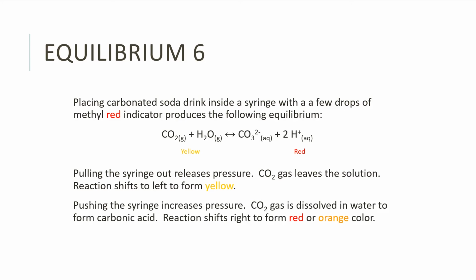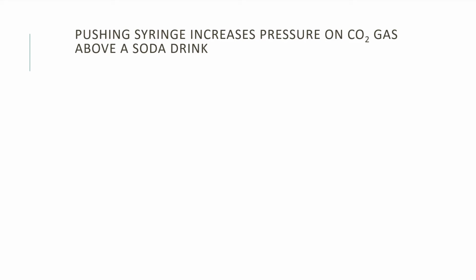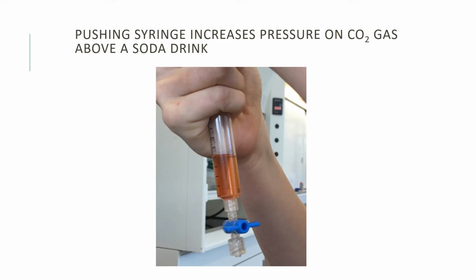Pushing the syringe increases pressure. Carbon dioxide is dissolved in water to form carbonic acid. Thus, the reaction shifts to the right to form a red or orange color. Pushing the syringe increases pressure on carbon dioxide gas above a soda drink. This photo shows the color change to red inside of the syringe.